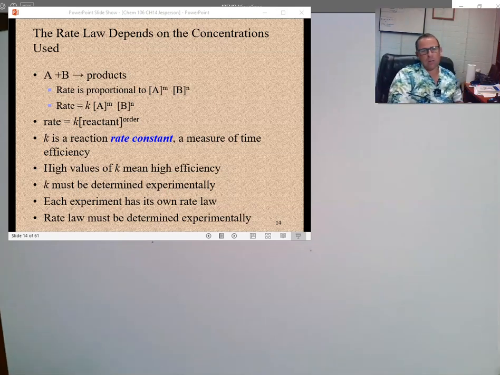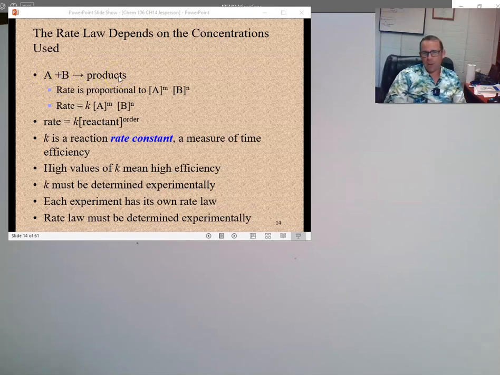So a rate law is a little statement that helps us understand the rate for a given reaction. So the first thing we want to understand is that every reaction has its own special rate law. Every reaction has its own special rate law. So here's a chemical reaction, A plus B reacting together to form something.